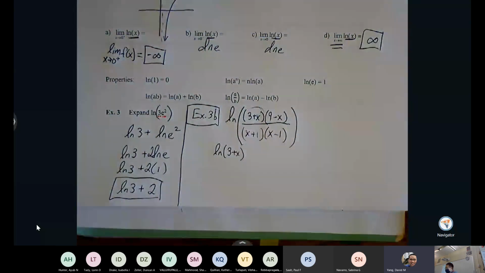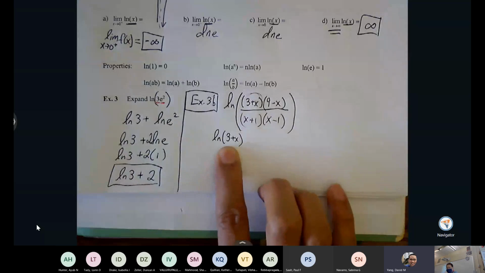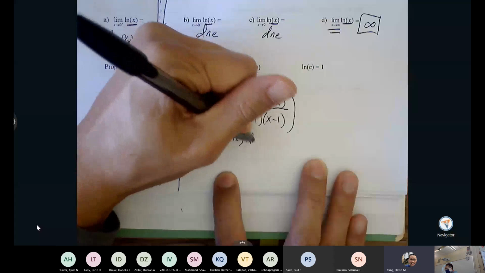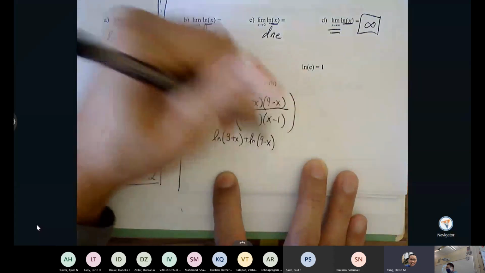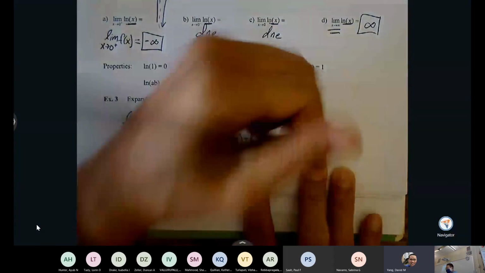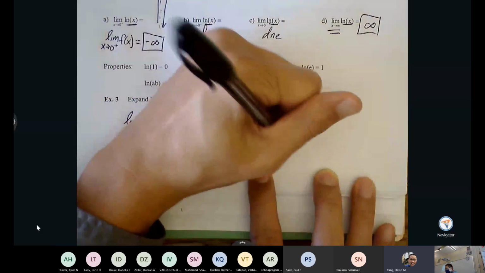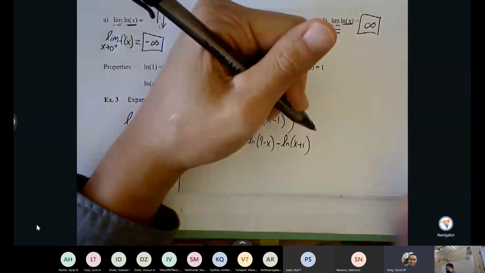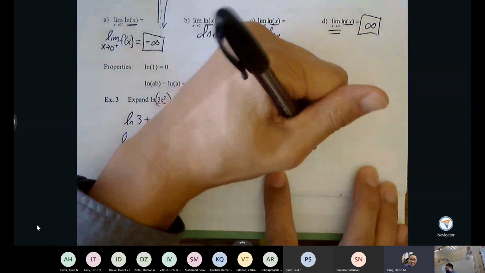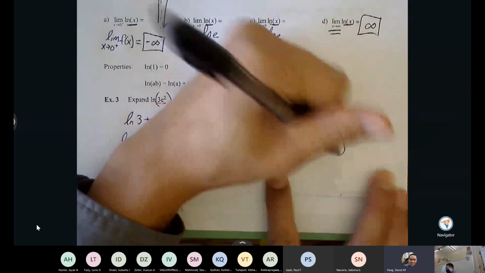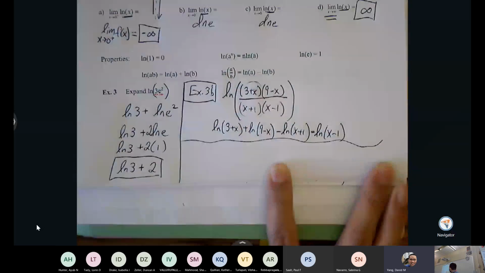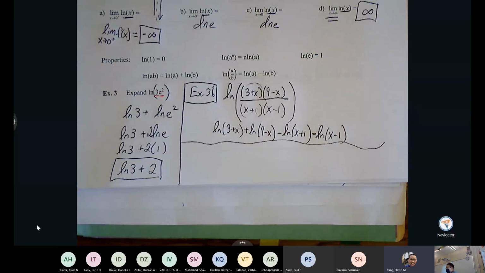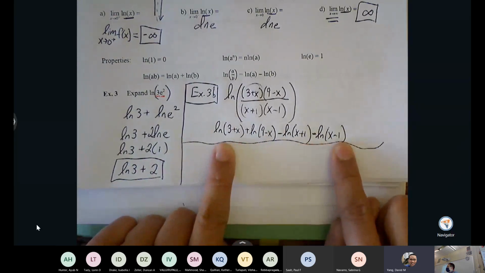So my 3 plus x is in the numerator, so I'm going to make it part of a positive natural log expression. 9 minus x is also in the numerator, so I can make it part of a positive natural log expression. X plus 1 is in the denominator, so it'll be part of a negative natural log expression. And x minus 1 is also in the denominator, so after all the middle steps are done, it's going to end up being negative. So there's a quick way to expand without having to do a lot of writing. Okay, any questions here?